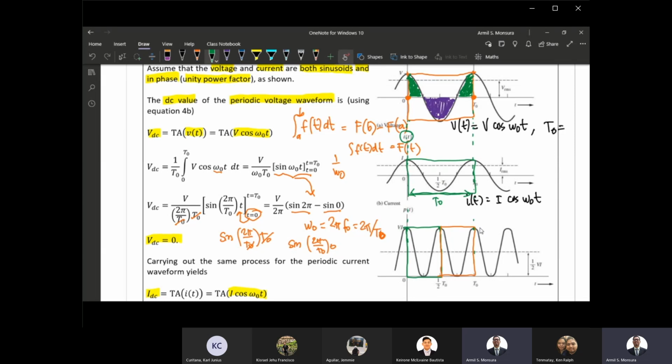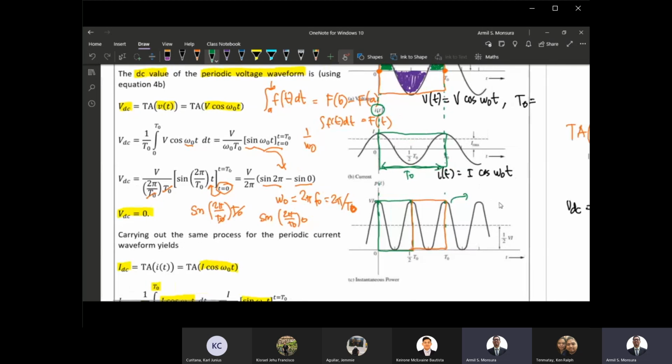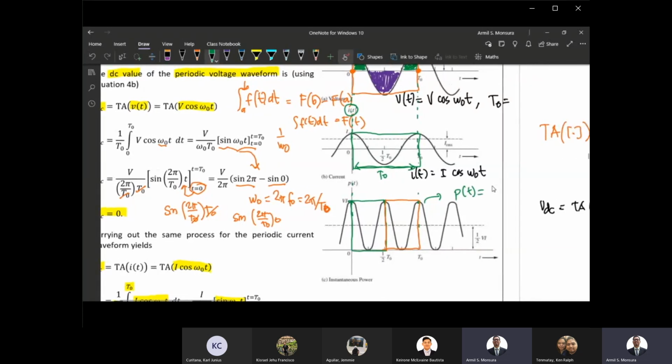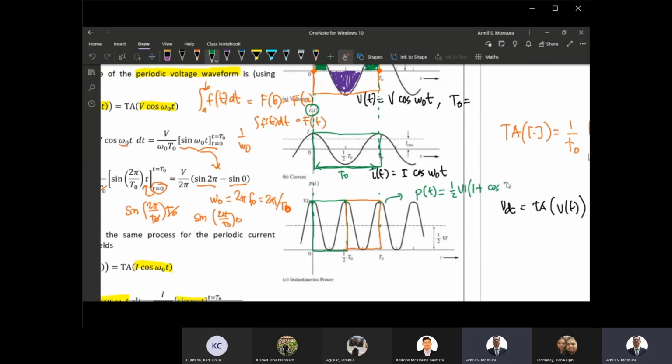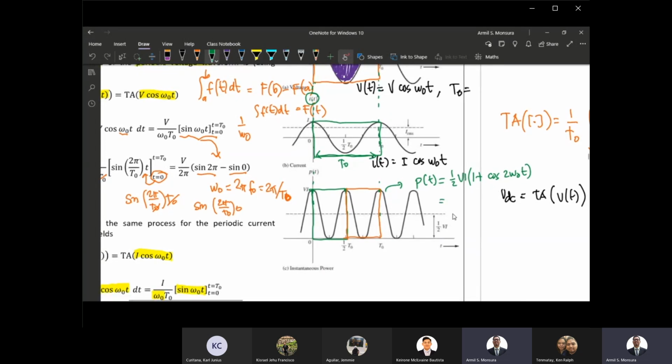Okay? So sabi nga natin, dahil yung instantaneous power ninyo would be 1/2 times VI times 1 plus cosine of 2 omega_0 t. Okay? Actually, dalawa kasing terms yung instantaneous power. Your instantaneous power would have two terms. Okay? First one is this. And the second one is 1/2 VI times cosine of 2 omega_0 t.